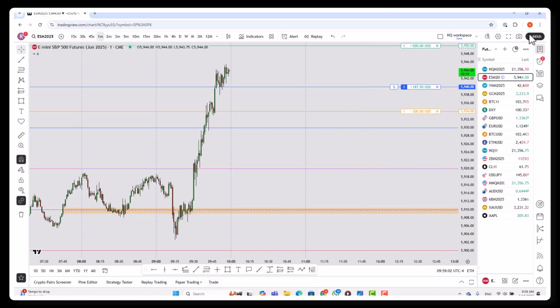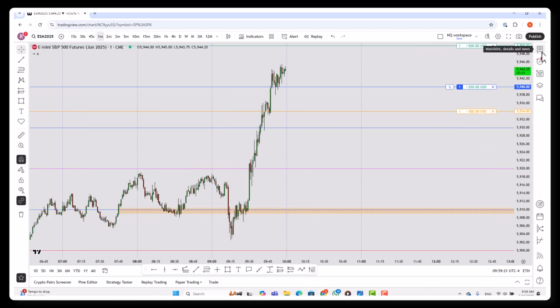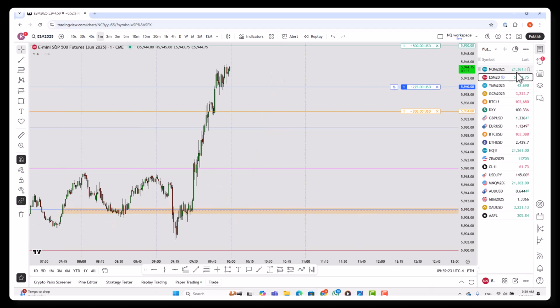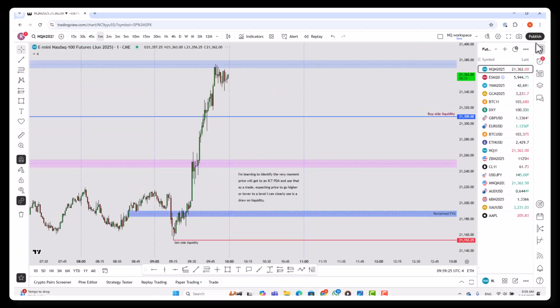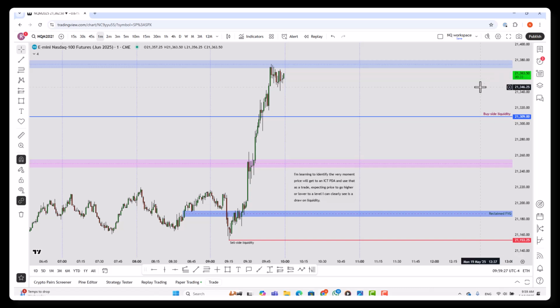Take a screenshot for ICT. See if when it gets there, I'll take another screenshot. Nasdaq is my main market. That's what I'm watching.